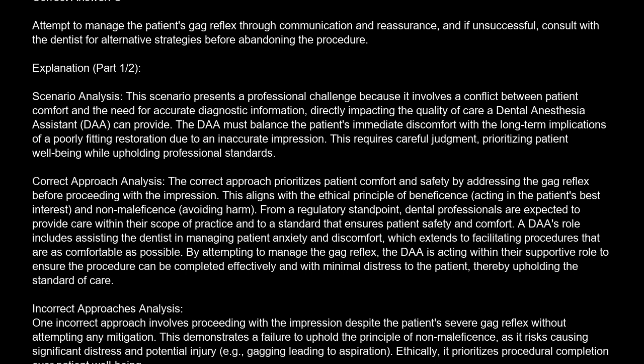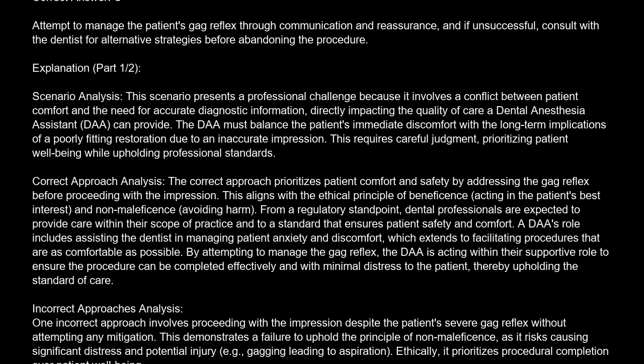A DAA's role includes assisting the dentist in managing patient anxiety and discomfort, which extends to facilitating procedures that are as comfortable as possible. By attempting to manage the gag reflex, the DAA is acting within their supportive role to ensure the procedure can be completed effectively and with minimal distress to the patient, thereby upholding the standard of care.